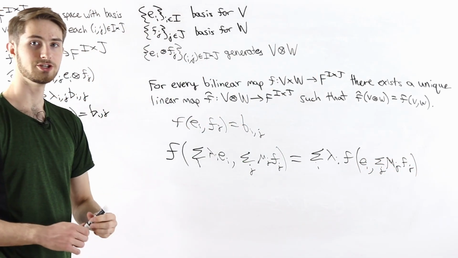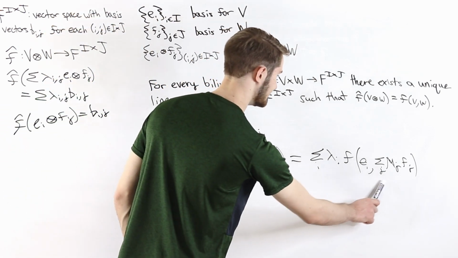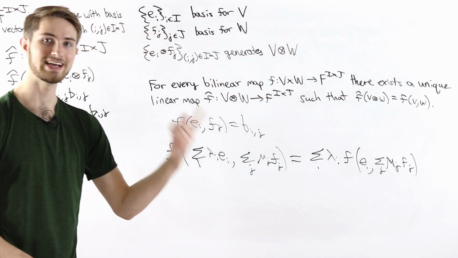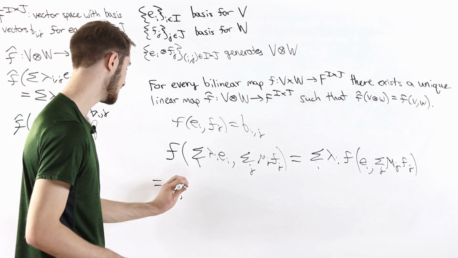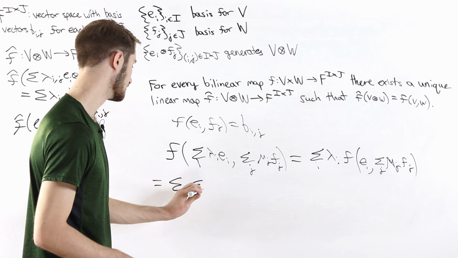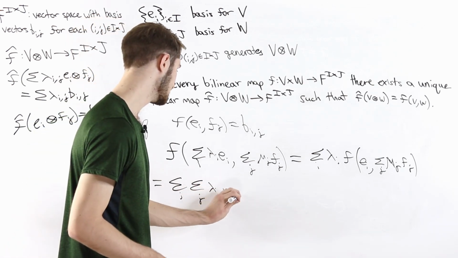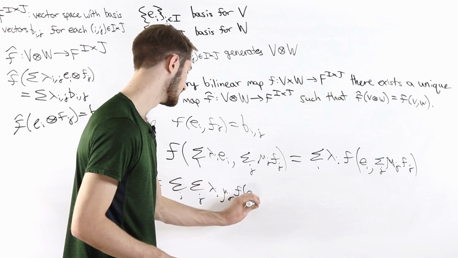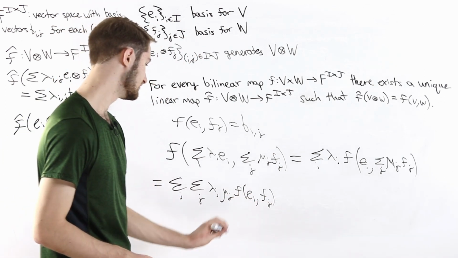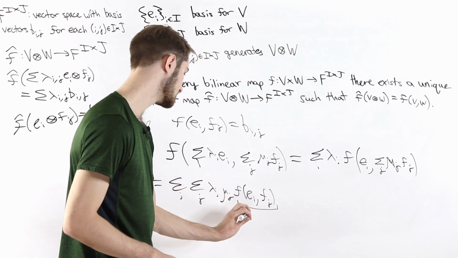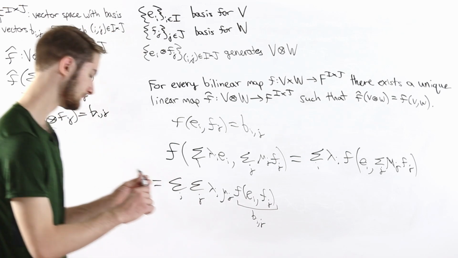That's our first simplification. Next, we know that because f is bilinear, it's also linear in the second input. So we can do the exact same thing again, which means we can write this as the sum over i and then also the sum over j of lambda_i times mu_j times f of (e_i, f_j). But we know what (e_i, f_j) is when we plug it into our function. This is just equal to b_{i,j}.